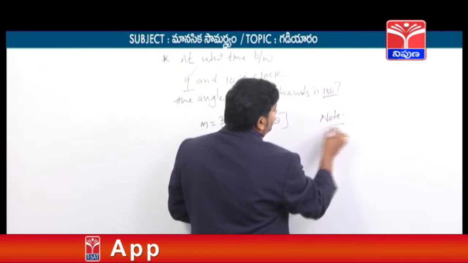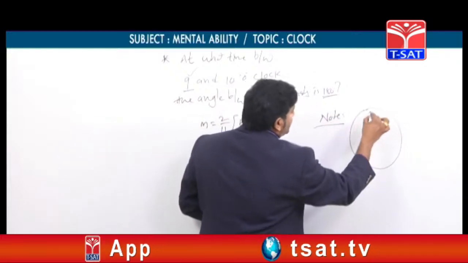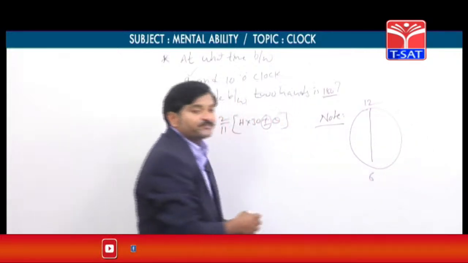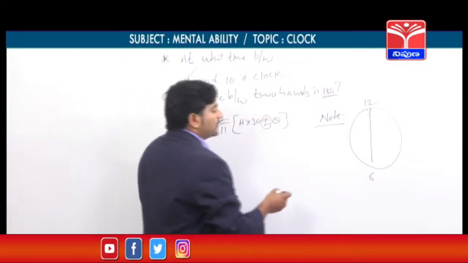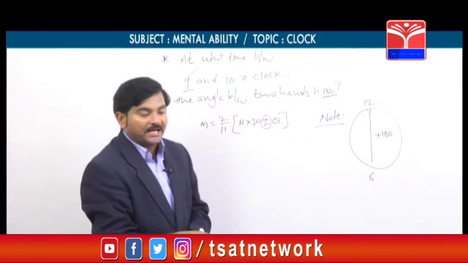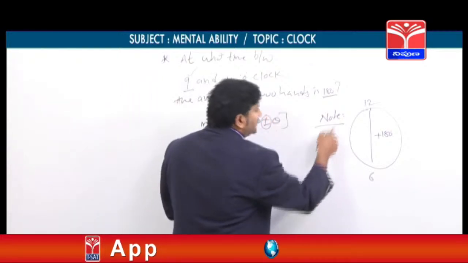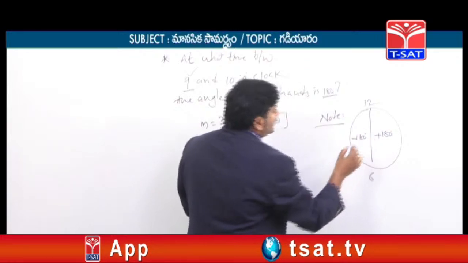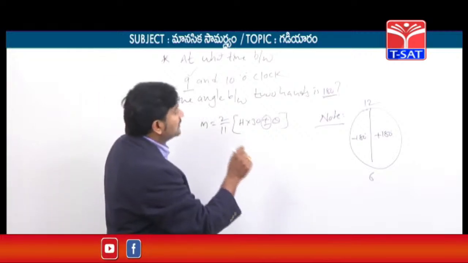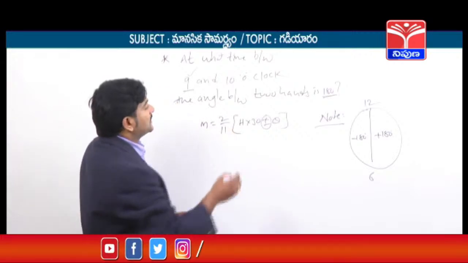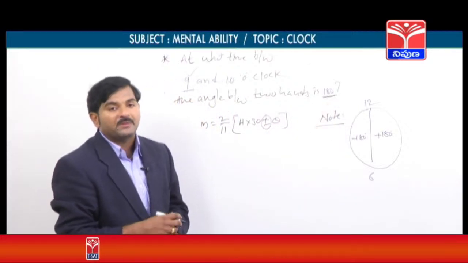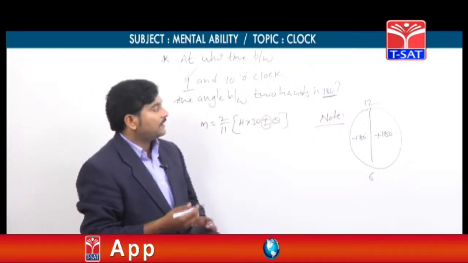It's a very important note. If the given time lies between 12 o'clock and 6 o'clock, we simply take plus 180 degrees. And if the given time lies between 6 o'clock and 12 o'clock, we take theta equal to minus 180 degrees. By using this small note, we can solve all types of questions related to 180 degrees, or two hands on the same straight line but in opposite directions.